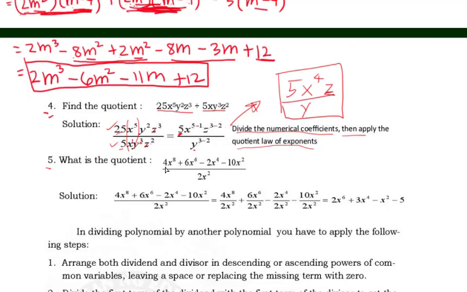Okay, so ito naman, 4x raised to 8 plus 6x raised to 6 minus 2x raised to 4 minus 10x squared divided by 2x squared. Ito naman, didivide natin yung monomial by a polynomial. Itong kanina, pares lang, iisa lang silang monomial, ano? Kaya ang ginawa natin, in-apply lang natin yung laws of quotient law, yung quotient law of exponent. In-apply lang natin dito. Pero dito, hindi natin pwedeng i-apply kasi ito ay polynomial. Ang daming terms, di ba?